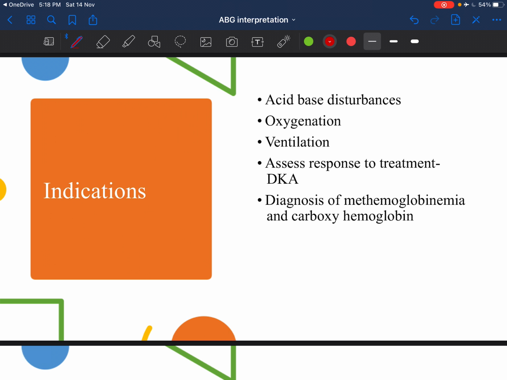And you generally do an ABG in these conditions, right? You want to know acid base disturbances, oxygenation, ventilation. If you want to assess response to treatment, like in case of a DKA, or if the patient is having a hematological problem like methemoglobinemia or carboxyhemoglobinemia, then you will do an ABG to assess what is happening. Assess a patient who is on a ventilator to see how the oxygenation is going, how the ventilation is going. So, whenever I say oxygenation, I mean the PaO2. Ventilation, I generally mean the PaCO2.